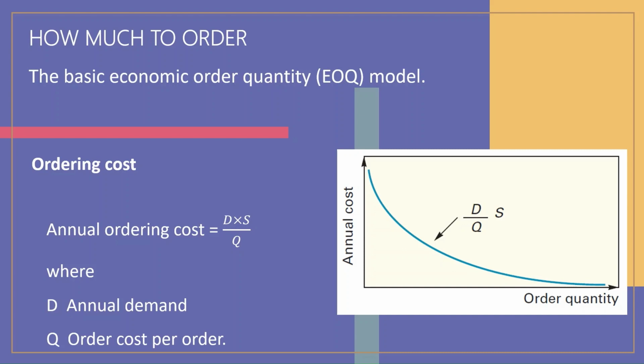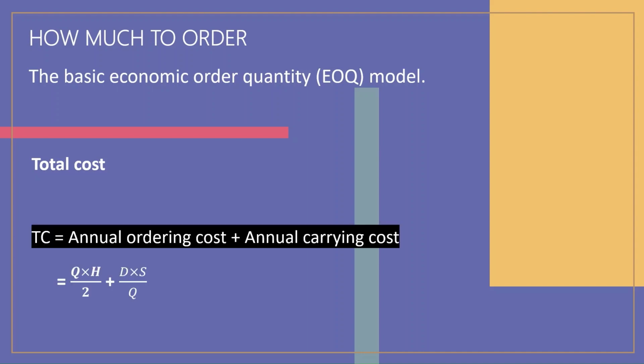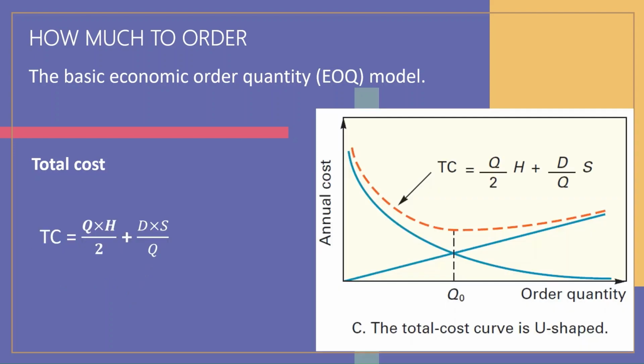related to order size. The total annual cost associated with carrying and ordering inventory when Q units are ordered each time is TC equals annual carrying cost plus annual ordering cost, which equals Q multiplied by H divided by 2 plus D multiplied by S divided by Q. The total cost curve is U-shaped or convex, with one minimum, and it reaches its minimum at the quantity where carrying and ordering costs are equal.